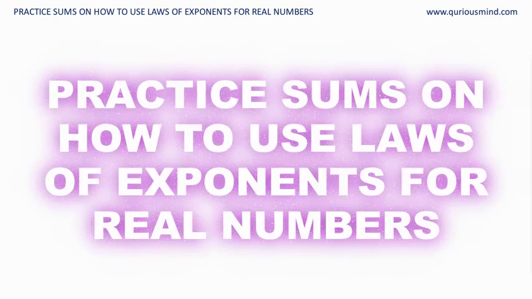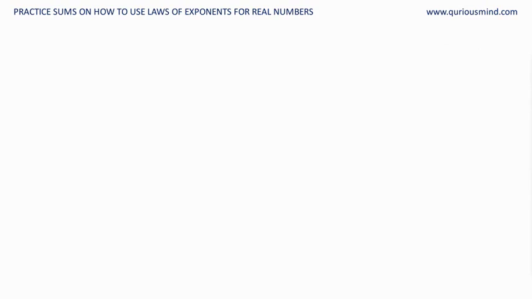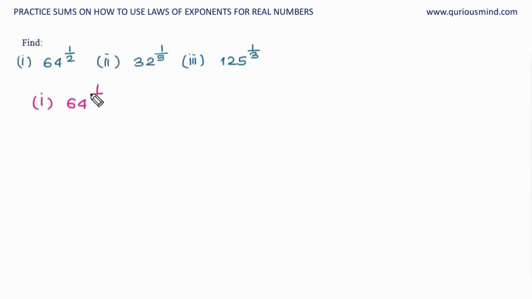Hello everyone. In this video, we will practice a few sums based on how to use laws of exponents for real numbers. Let's do the first one. 64 raised to 1 upon 2. 64 is 8 squared. So 8 squared raised to 1 upon 2. Applying the laws of exponents, exponent of exponent is 2 into 1 upon 2, and 2 into 1 upon 2 is 1. 8 raised to 1, so the answer is 8.